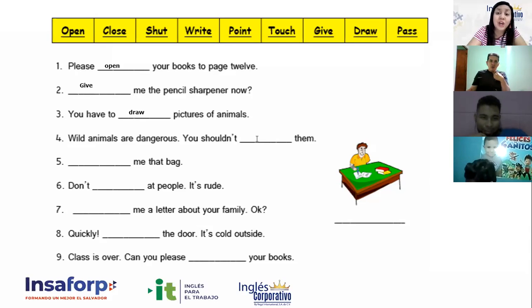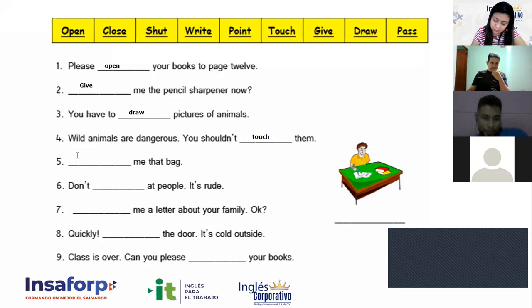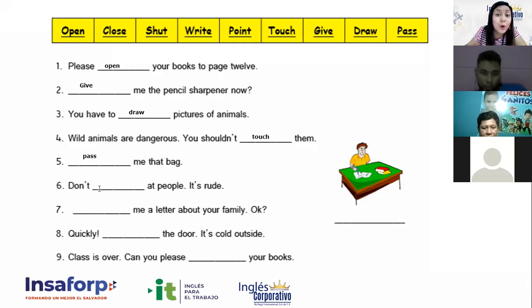Touch. Number five. Pass me that bag. Yes. Number six, don't cry. Don't shout at people. It's rude. Don't point. Don't point at people.